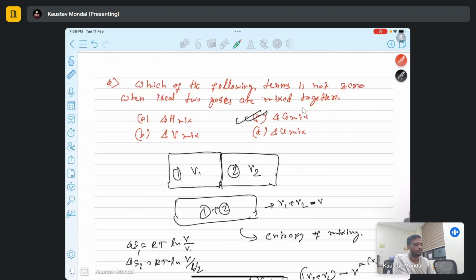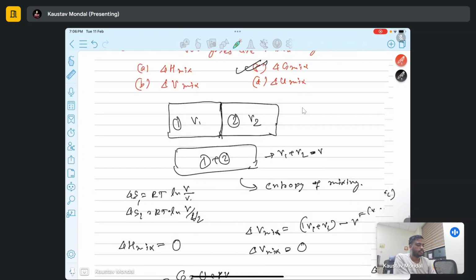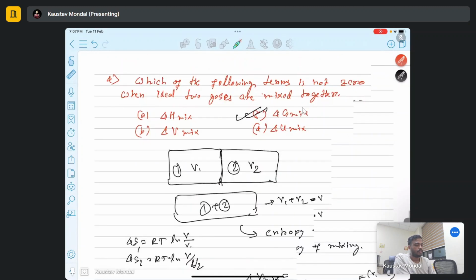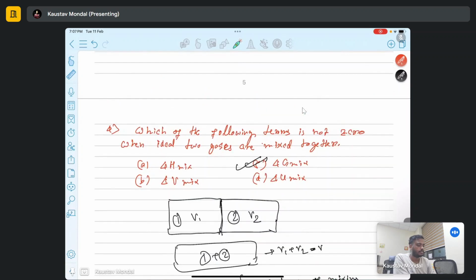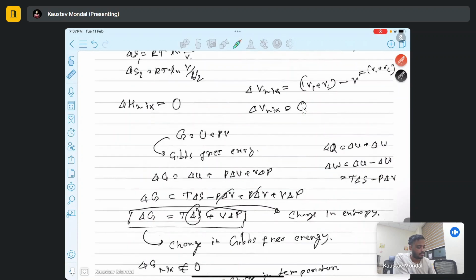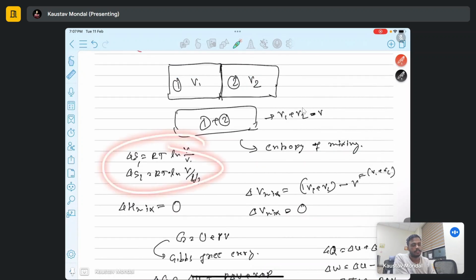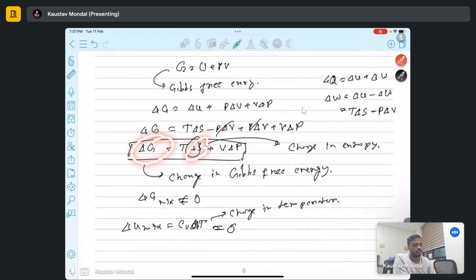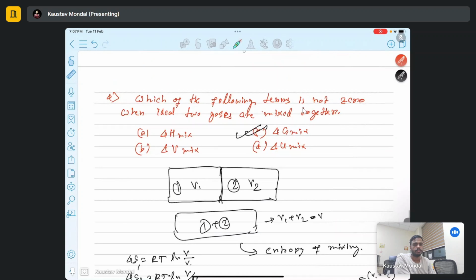And delta U mix is CV delta T, that means the change in temperature. During this mixing there is no change in temperature, so delta U mix is also equal to 0. The option that remains is delta G mix, which depends on the change in entropy and change in pressure. We already know there is a change in entropy here, so the change in Gibbs free energy also happens. From that fact, we can surely state that delta G mix is not equal to 0. So the correct option is option C.